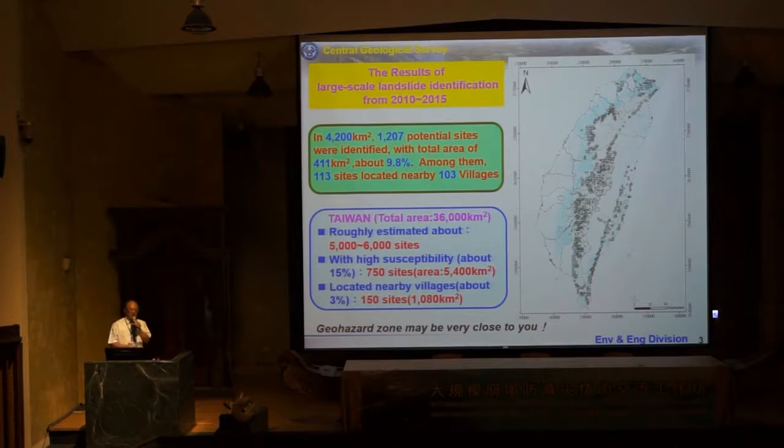Most of what we are concerned about is which site is nearby a village or inhabitants. So we estimate maybe about 150 sites. That is, in the whole of Taiwan, maybe we have 150 sites with high susceptibility and a village nearby.